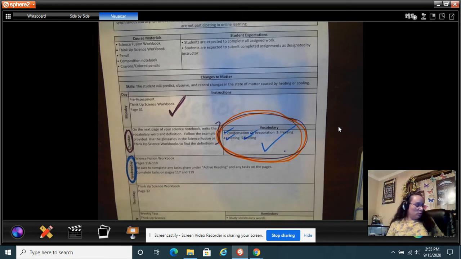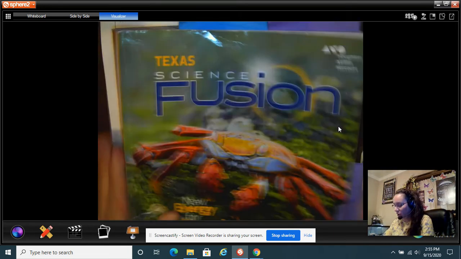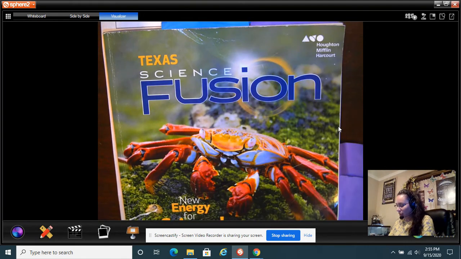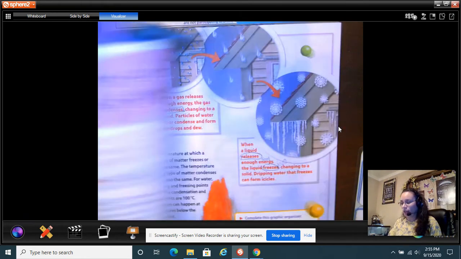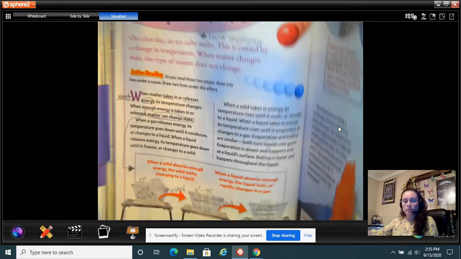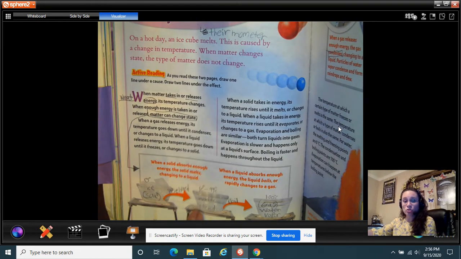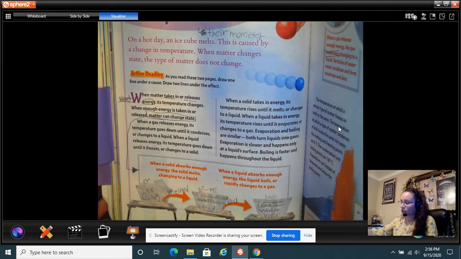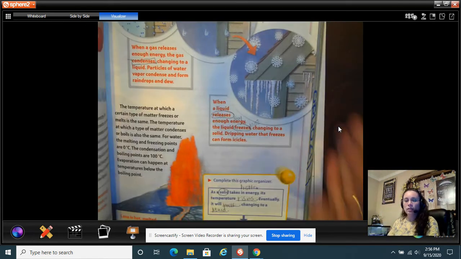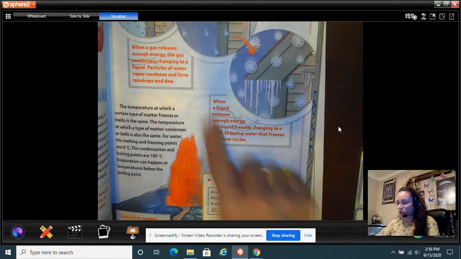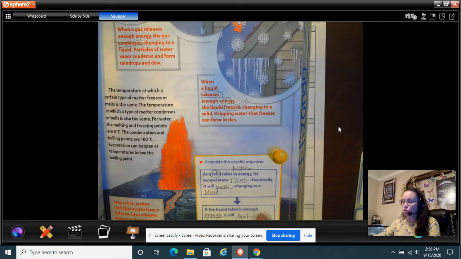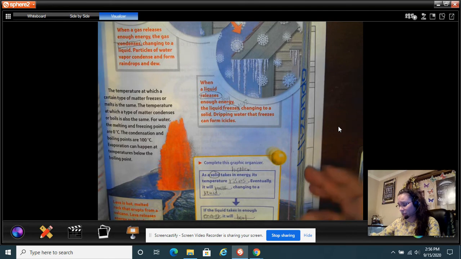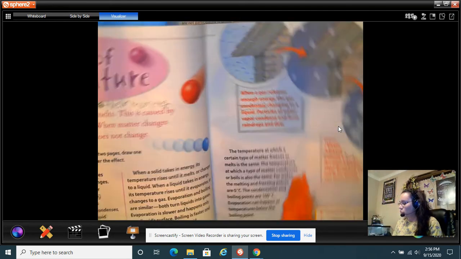For example, if I go to page 116 in my Fusion book, here it is. I describe the pictures. That's what you do when you're not live with your teacher. Then I go to page 117, look at the pictures, read what it says, and then I have something to do here. This is what you do when you're not live with me, because that's what the syllabus says. And it goes all the way to page 119.